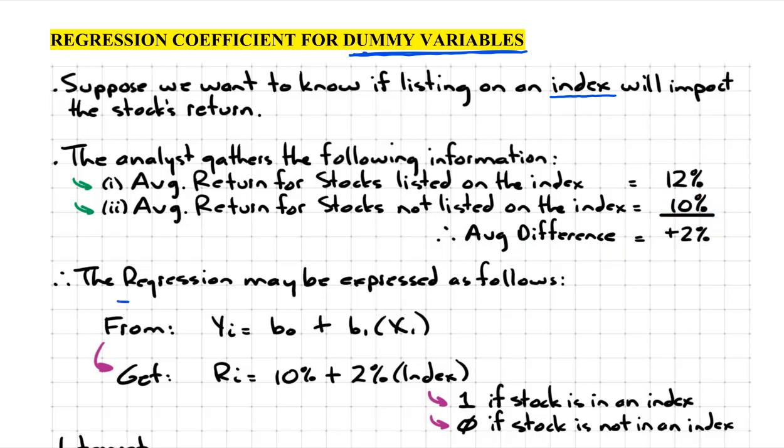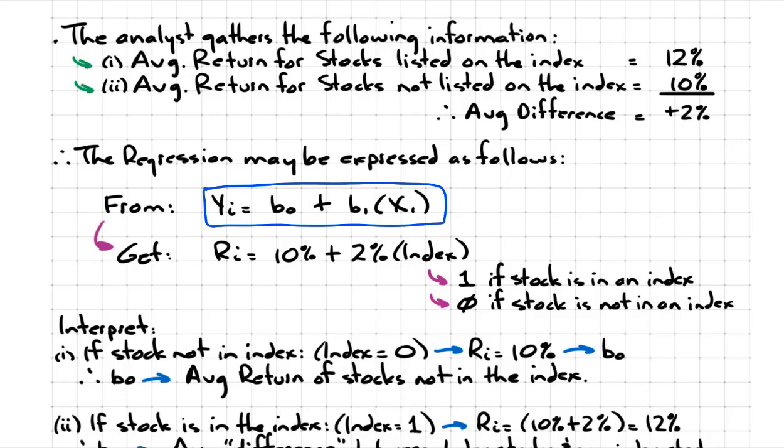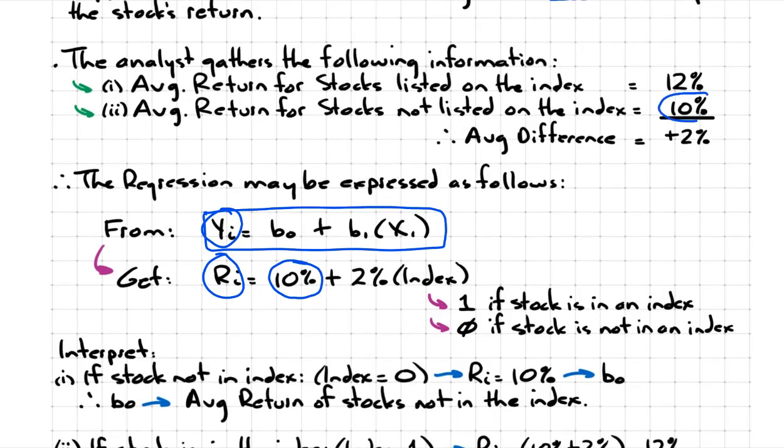Consequently, the regression may be expressed as follows. So using our generic regression framework, how do we tweak that for the situation that we're looking at? Well, the dependent variable here is stock return, because we want to know if stock return is dependent upon whether the stock itself is listed on the index or not. So we start off with the constant, which is 10%. That's this 10% right there. Now, if the stock is listed on the index, the dummy variable will register a value of 1, and therefore 1 times 2 is 2.